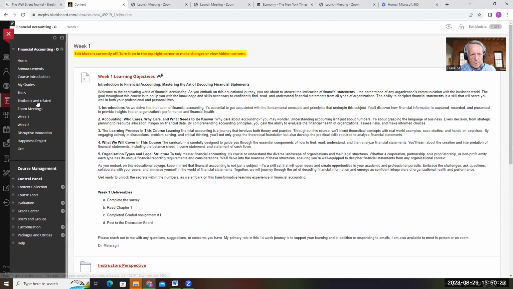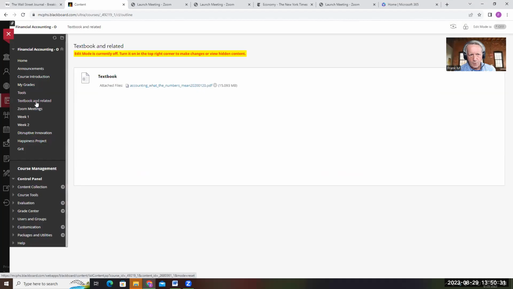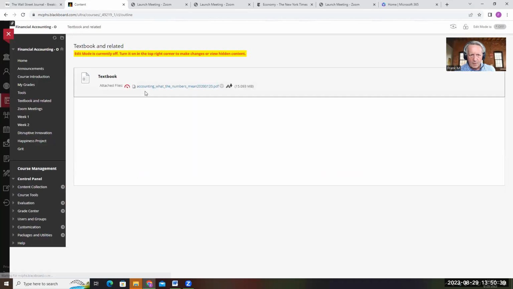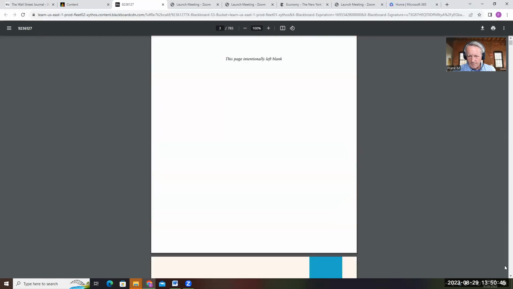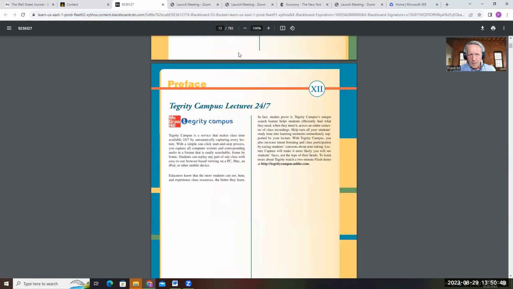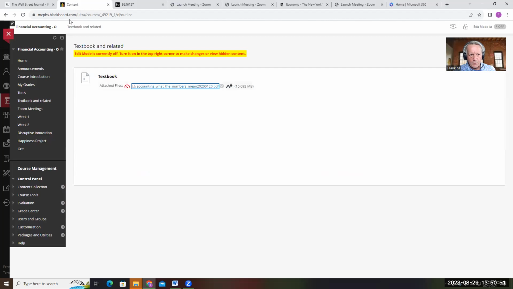So in one of the folders here, you'll see textbooks and related. If you click on that, you'll see that the textbook is there in PDF format. So when I ask you to read chapter 1, you can open up this area here and then just scroll down to chapter 1. So there's no need to buy any materials for this course. Okay, so that's the basic approach.